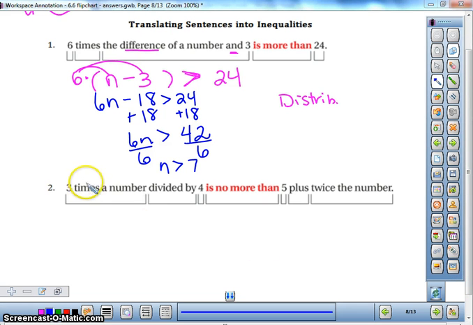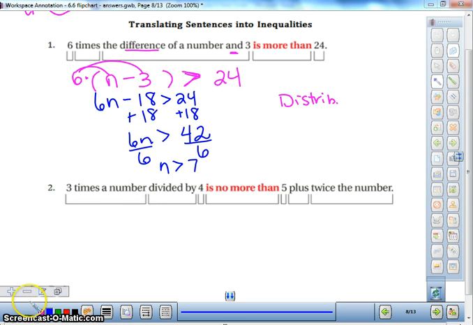I would like you right now to try and look at writing this one, pause the video, put it in your notes. We're going to do a couple more in your notes towards the end, but pause it right now and write down your solution to this. 3 times a number divided by 4 is no more than 5 plus twice that number.